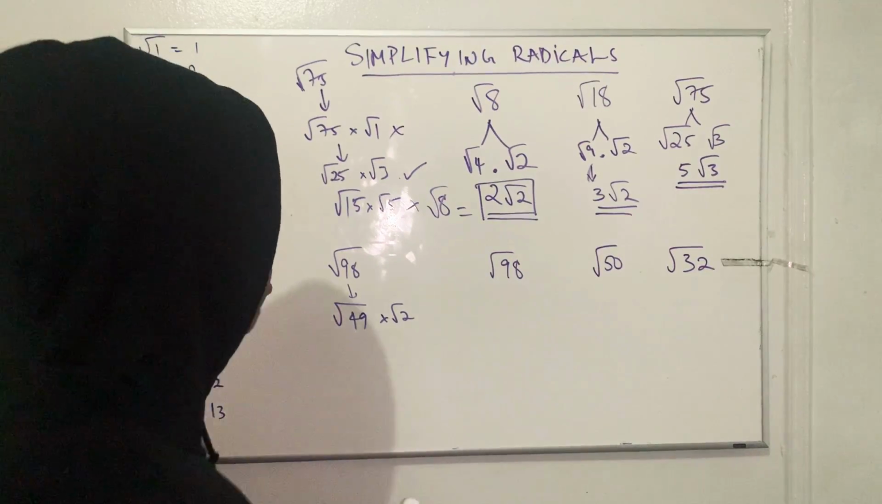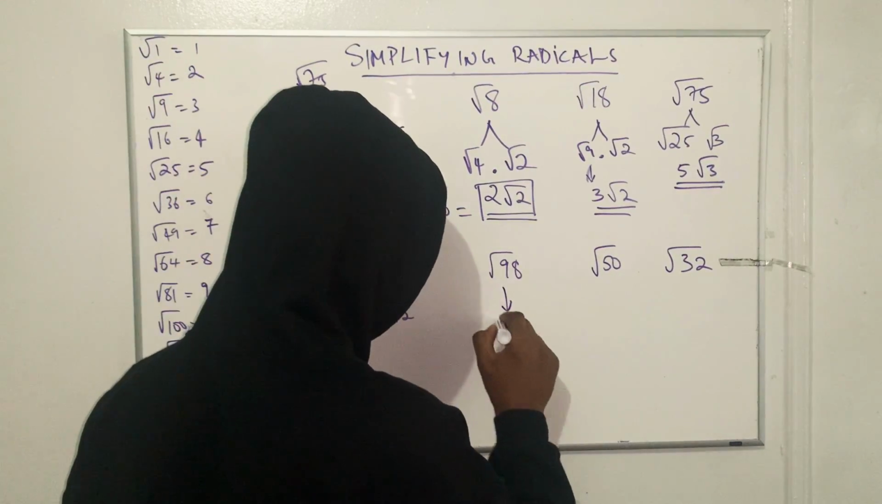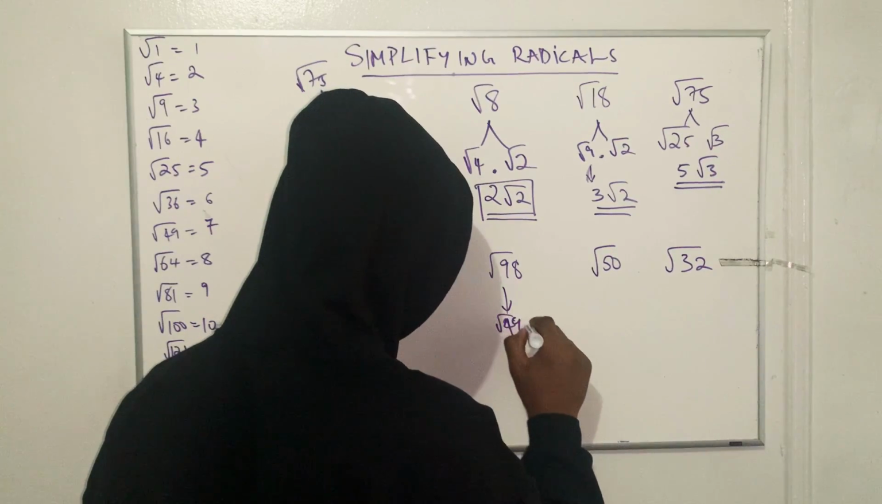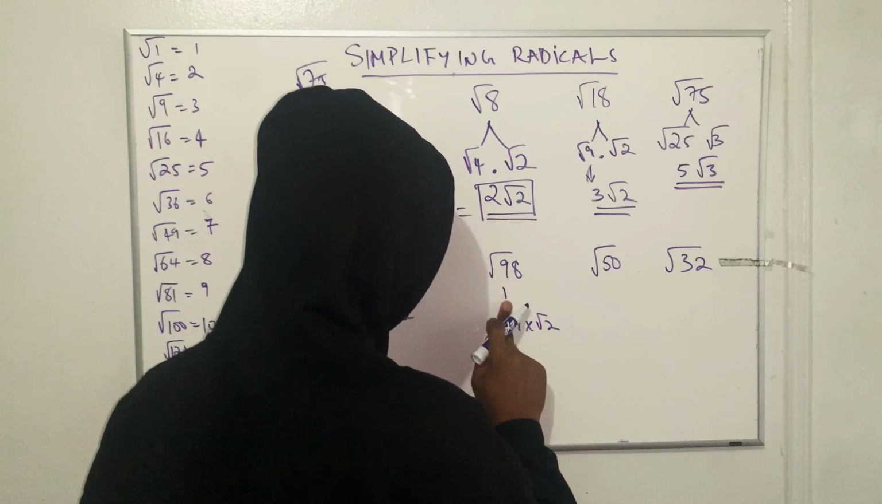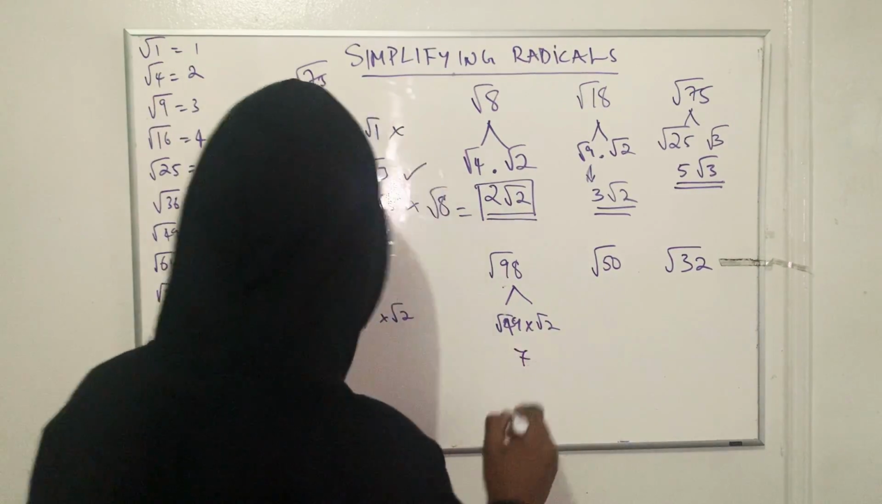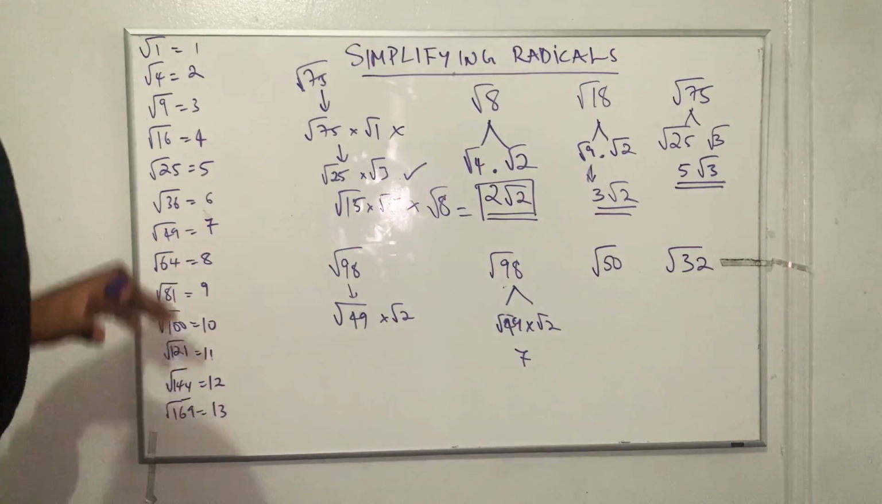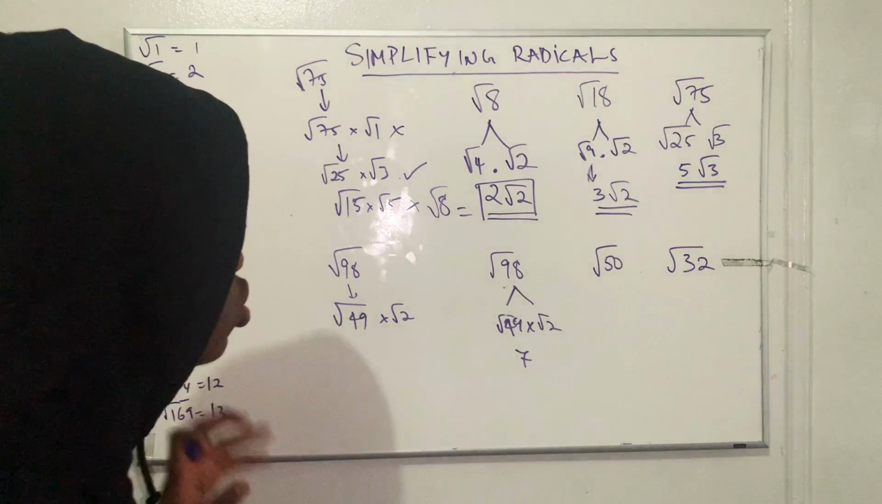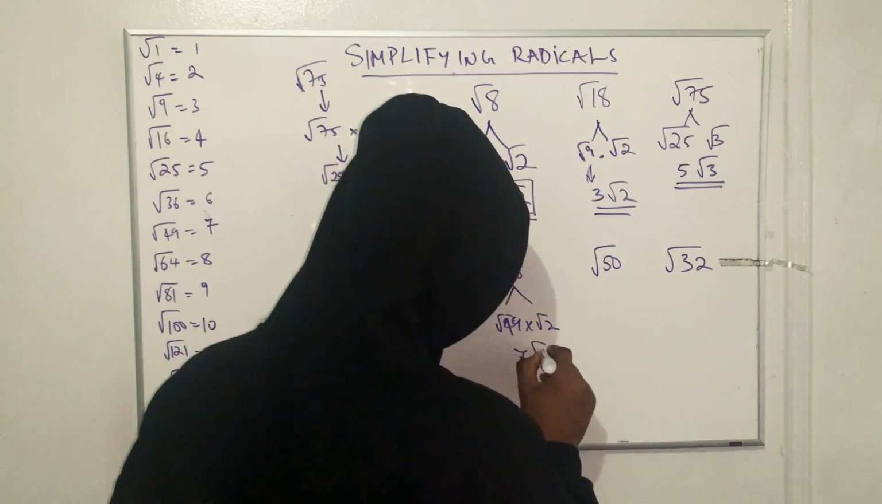Right? So I'm going to write 49, a perfect square, 49 times root 2. What's the square root of 49? It is 7. It's over here. Right? That's why it's very good at the beginning to learn all this. Play with it. Then once you know it, this is going to be more fun for you. Okay?